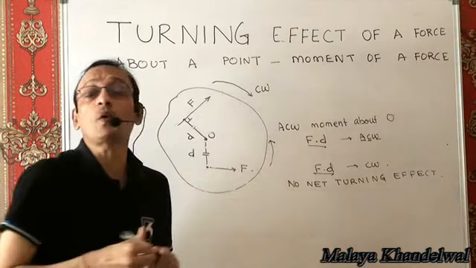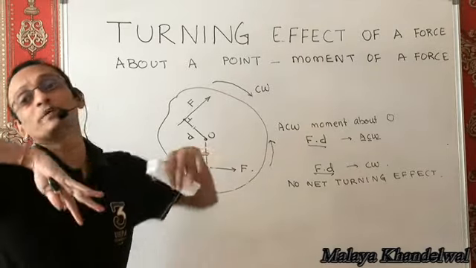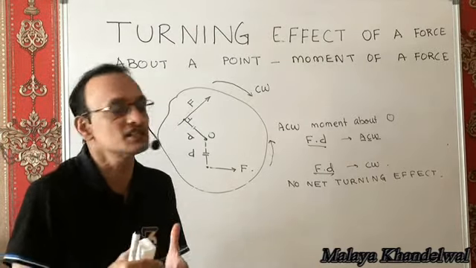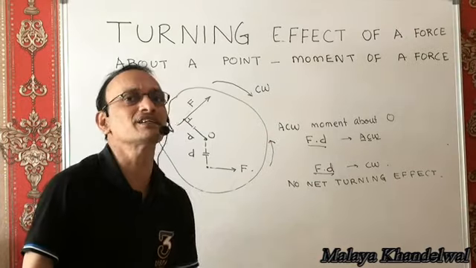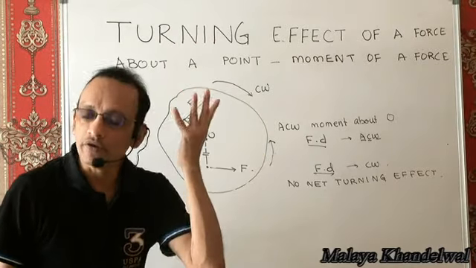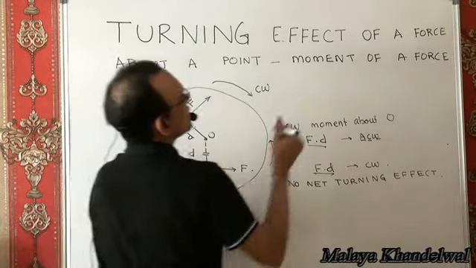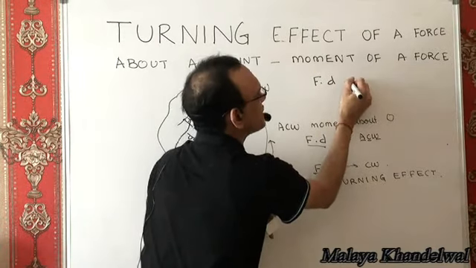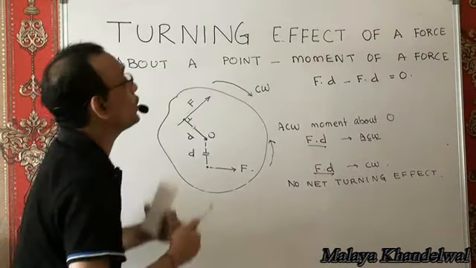That means if the clockwise moments are equal to anti-clockwise moments, then there would be no turning effect produced, right? That means what we can do is we could even assign signs, in the sense, if there were a number of forces acting, we could say all anti-clockwise moments positive, say, and all clockwise moments negative, suppose, right? Then F into D is the anti-clockwise moment, and the clockwise moment is minus F into D, and they cancel off. So the net moment produced is 0. There is no net turning effect produced about O.